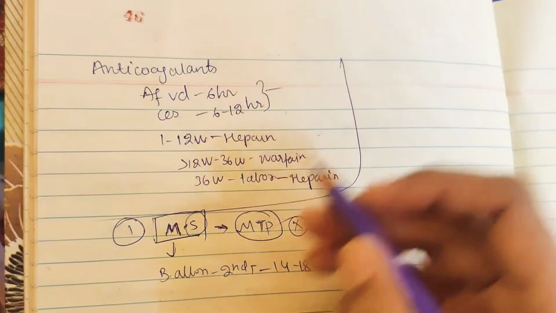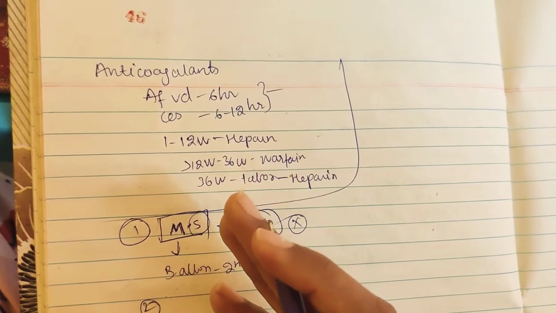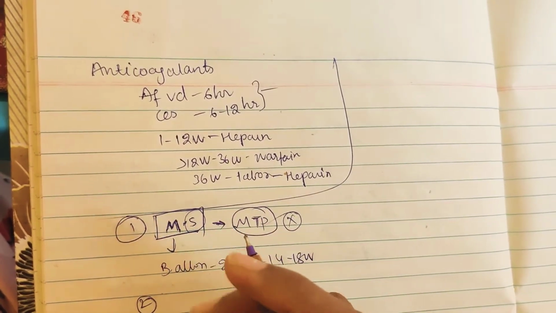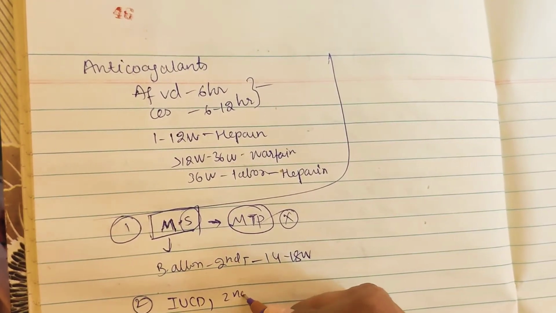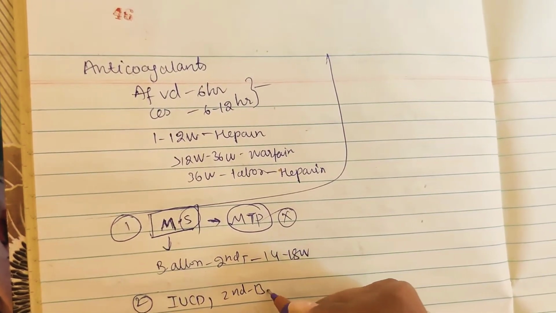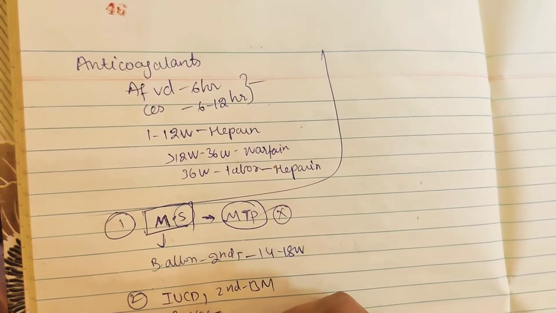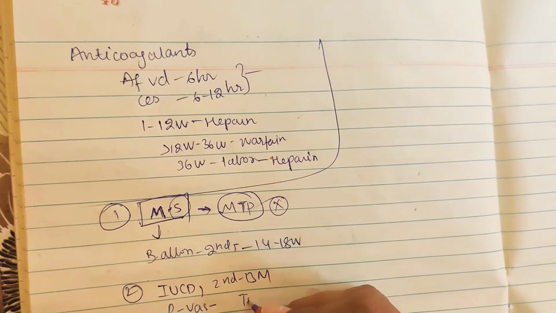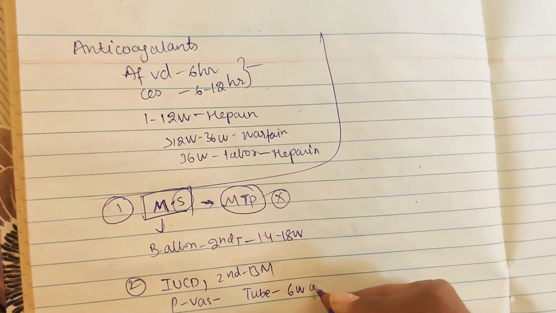Next, coming to another patient. Here the patient comes with a heart disease after delivery, wants contraceptive advice. Then the temporary best usage is IUCD and second best is barrier method. Next, coming to permanent, vasectomy is preferred. If refused, then do tubectomy. For tubectomy, the best time is after 6 weeks of delivery.